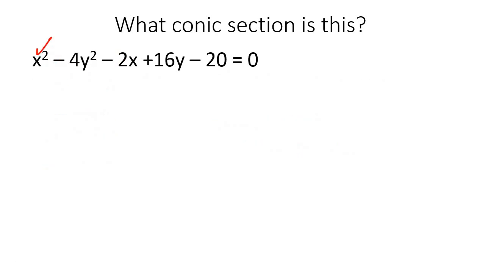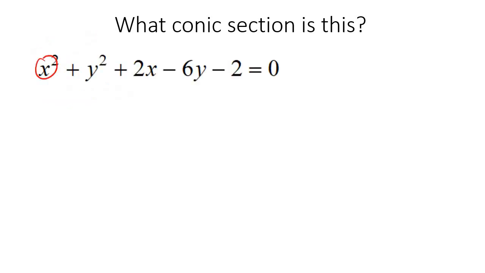For this one, look at the x squared, look at the y squared. They're separated with a negative, so that's instantly a hyperbola. You only look at the x squared and the y squared. You don't have to look at anything else. Look at the x squared, look at the y squared. They're plussed, so it's either going to be an ellipse or a circle. Look at the number in the front. It's a 1 and a 1, so they're the same. So this one is a circle.